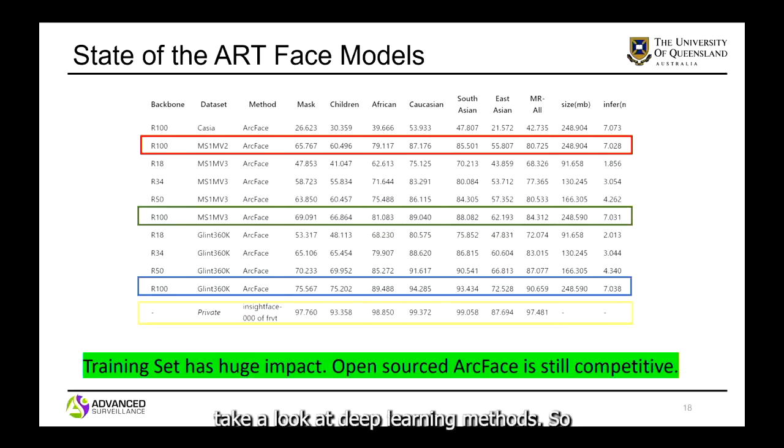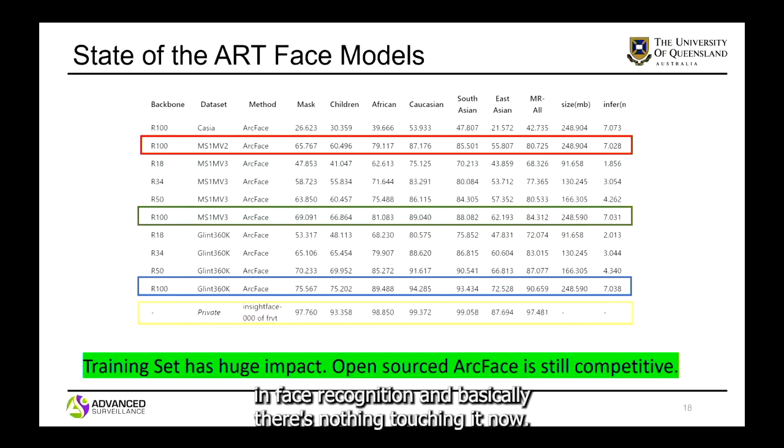So let's take a look at deep learning methods. Since 2015, deep learning has shown great promise in face recognition, and basically there's nothing touching it now. So you're always looking at deep learning solutions, whereas that old one I showed you was using bag of words, bag of features type methods, which worked okay. It actually worked remarkably well, but the error rate was still far too high. With these newer methods, the error rate's really, really low.